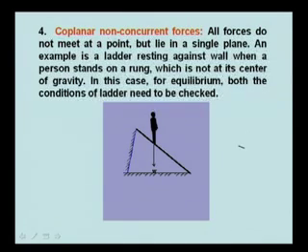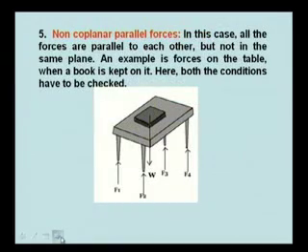If we make the free body diagram of the ladder, we have to show the reactions of the wall, then the reaction of the floor, then at the same time the weight, and then we have to check both the conditions, that is, the resultant force should be 0 and the moment should be 0.